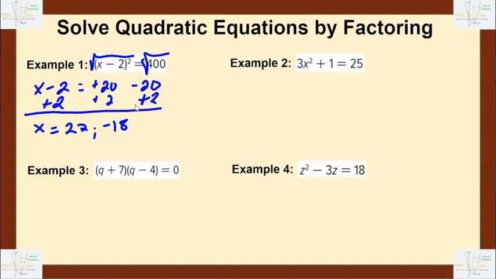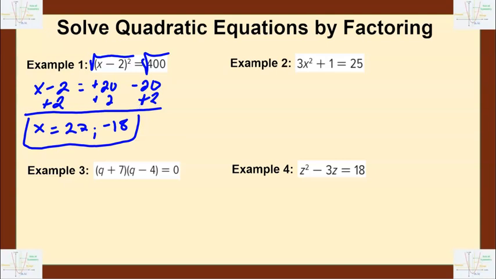Now I can verify it by plugging those numbers into my equation. So if I did 22 minus 2, that's 20. 20 squared is 400. Negative 18 minus 2 is negative 20. Negative 20 squared is also a positive 400. So my two solutions would be x equaling positive 22 and negative 18.